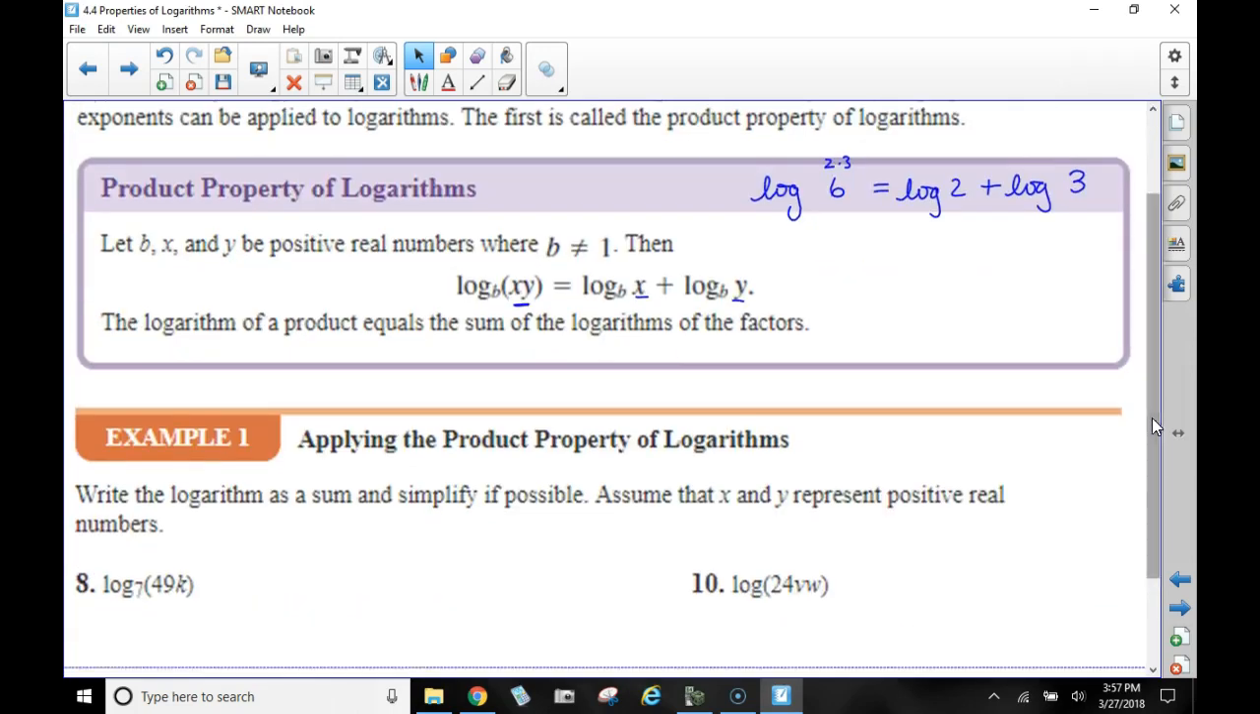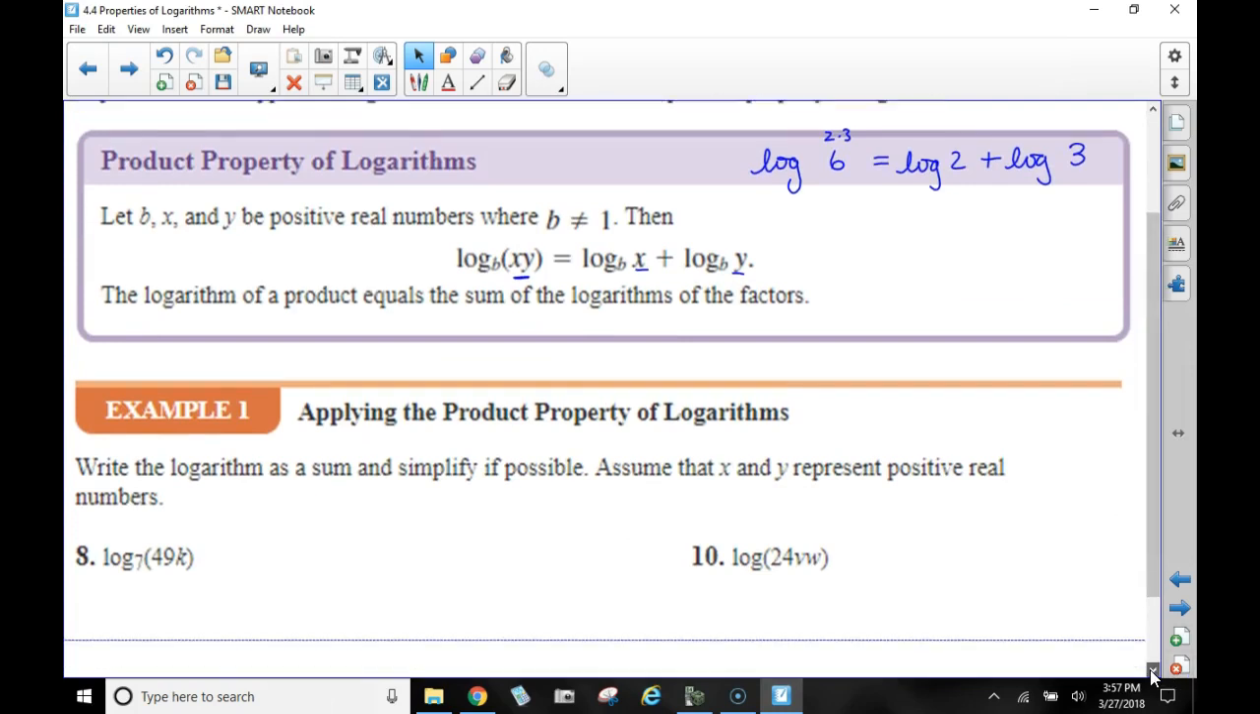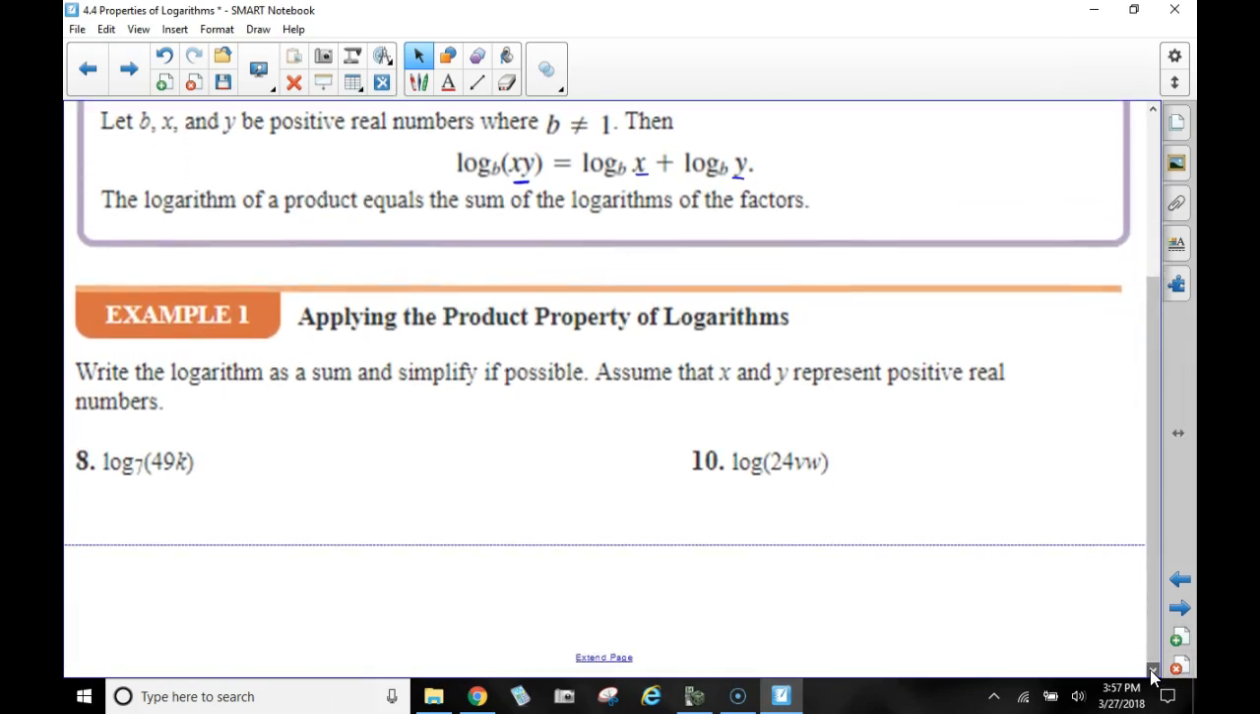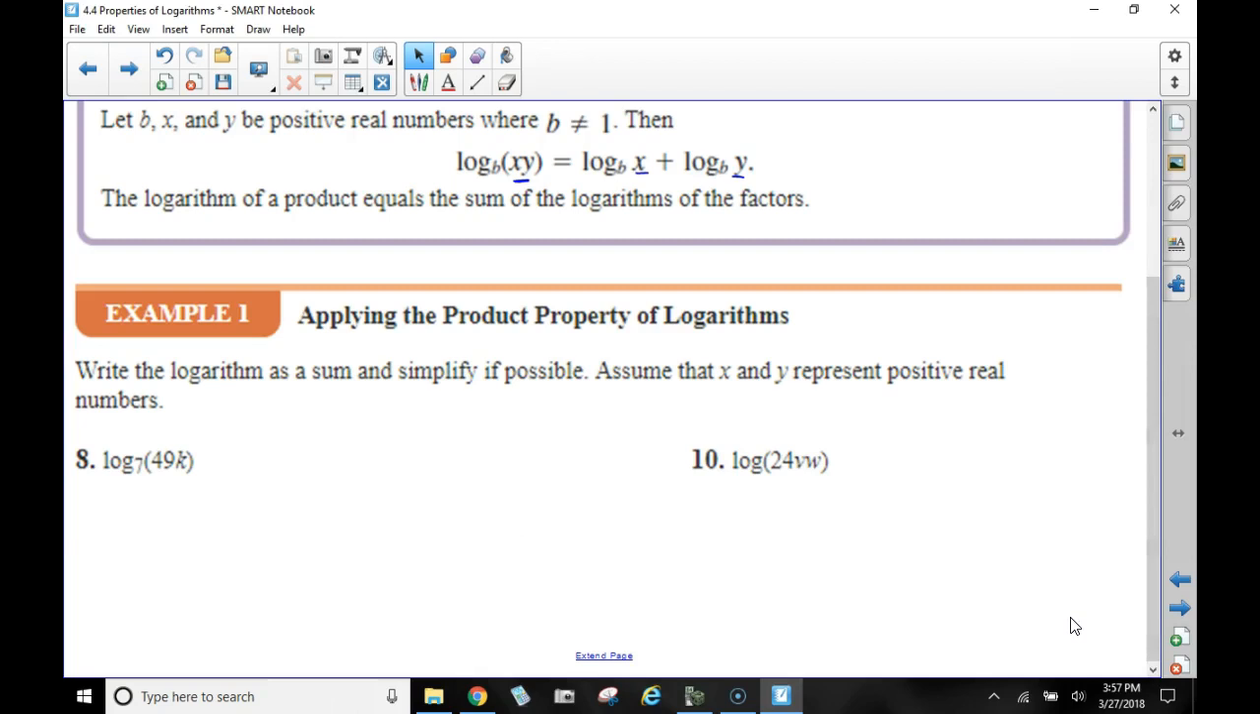I don't know why I'm having such trouble scrolling on this. How about we do it like that?